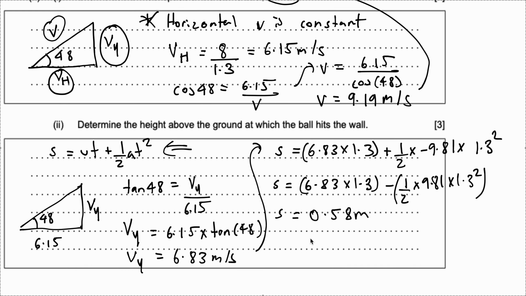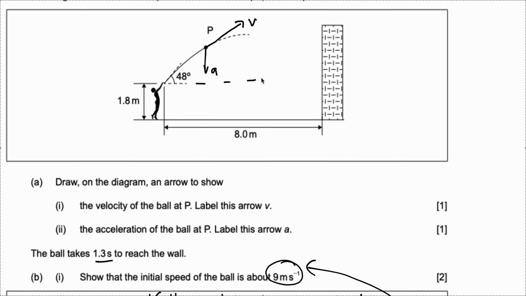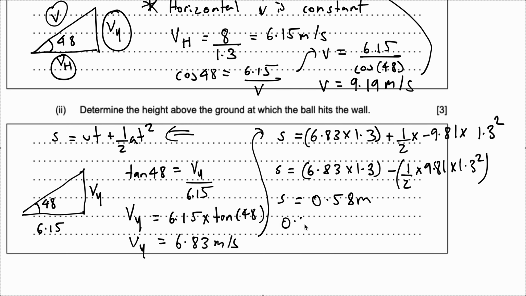0.58 meters, but keep in mind 0.58 meters assumes that this line right here is the initial displacement, but we need to also add 1.8 meters to this because of the person's initial height. So if we add 0.58 plus 1.8, we should get our answer. That comes out to be 2.39, which is approximately 2.4 meters.